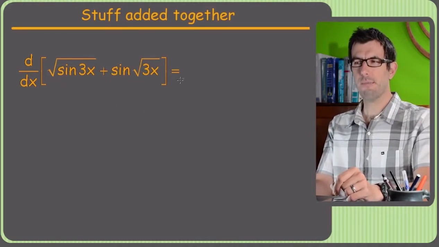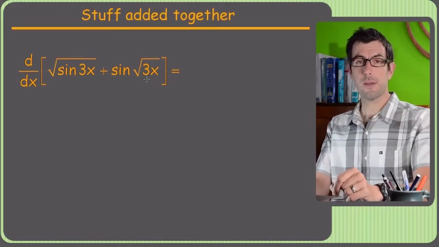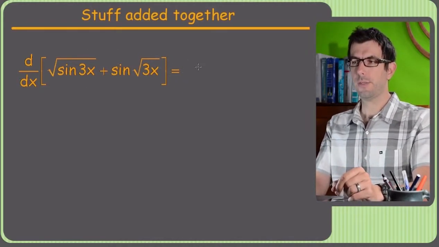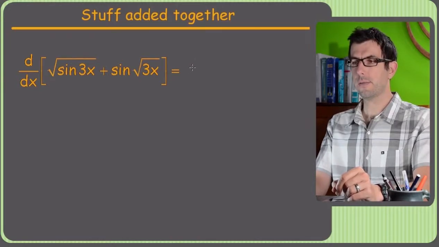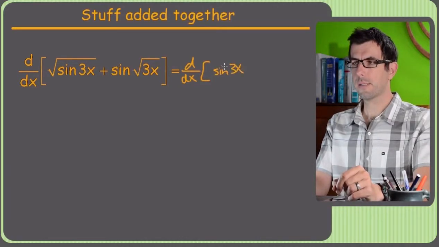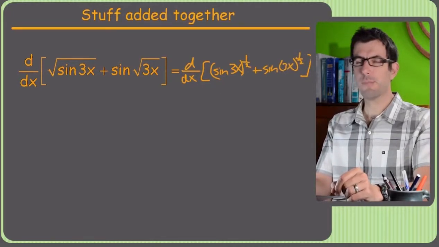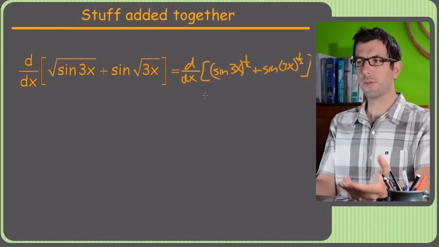All right, this one looks kind of bad. We have some roots in there, and of course the trick with roots is always to rewrite it as a fractional power. So we're going to write this as the derivative of sine 3x to the 1/2 power plus sine of 3x to the 1/2. And that's just going to make it more obvious that I can use the power rule on this thing either initially or as part of it.